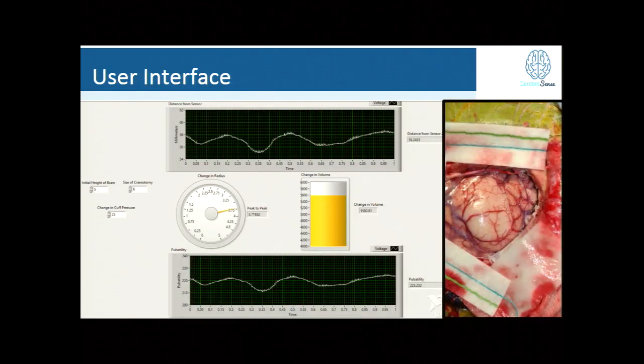So here is the actual HMI, the user interface. On the left side, you'll see the actual front panel, and on the right, the actual view of the brain, so the camera is zoomed in. We have a video after this, so I'll just go through this quickly. These three are the parameters on the left.